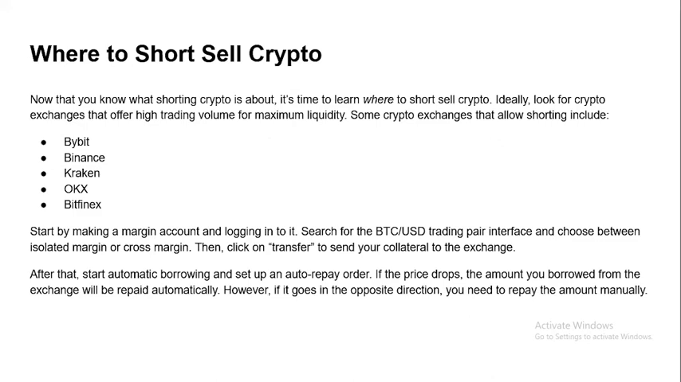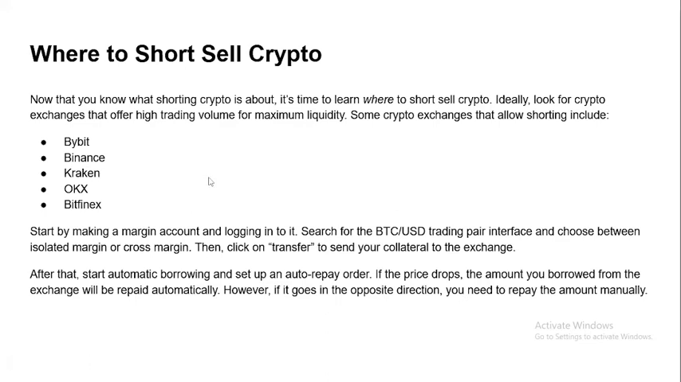So where to short crypto? Now that you know what shorting crypto is about, it's time to learn where to short sell crypto. Ideally, look for crypto exchanges that offer high trading volume for maximum liquidity. Some crypto exchanges that allow shorting include Bybit, Binance, Kraken, OKX, and Bitfinex.